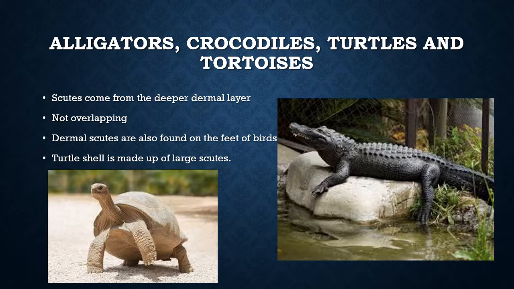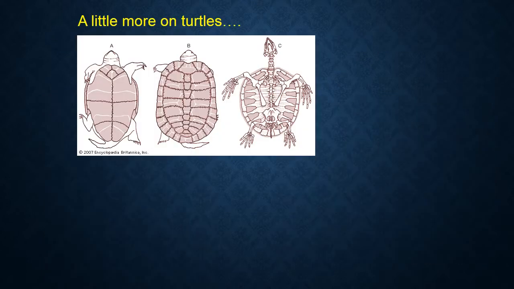They don't overlap. And there are also dermal scutes on the feet of birds, which is why they are thought to be related to our reptiles. And a turtle's shell is actually made up of large scutes. So again, coming from that deeper dermal layer. So let's talk a little bit more about turtles.